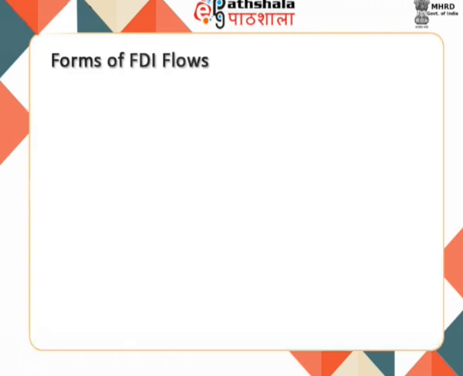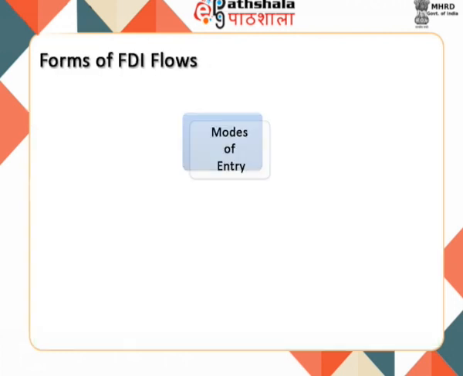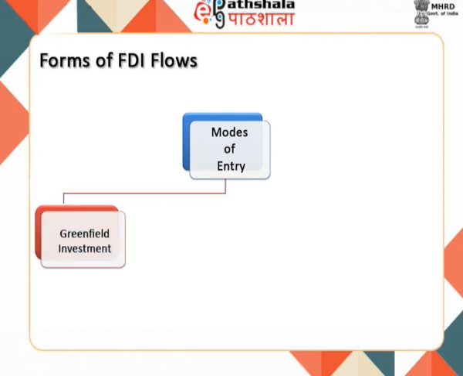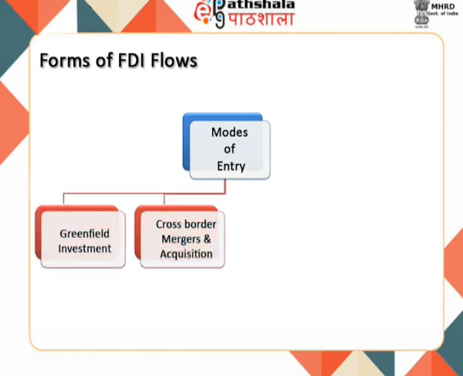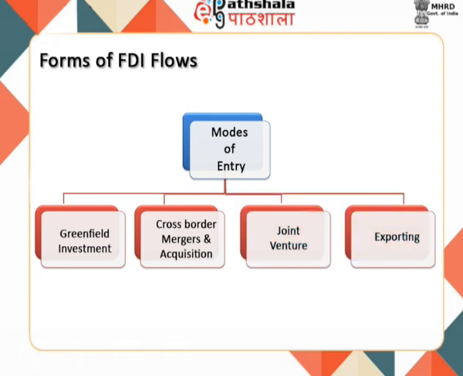When a firm decides to invest abroad, it has to choose the mode of entry, or the mode of making investment in a foreign country. Various modes of operating in a foreign market are greenfield investment, cross-border mergers and acquisitions, joint venture, and exporting. Greenfield investment is the form of FDI where the firm sets up fully owned new facilities in the foreign market. In merger and acquisition, the firm acquires or purchases an established local firm in the foreign market.